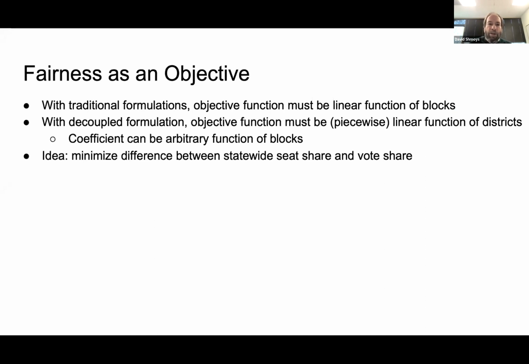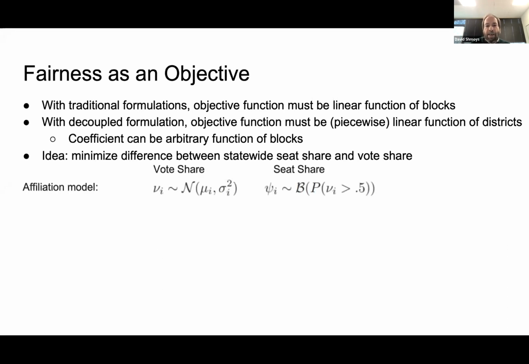With traditional formulations, which do it on the block by block assignment way, very much in the same spirit of the partitioning IP that I just used to build one node of that tree, the objective function has to end up being a linear function of blocks. Once I've done this decoupled formulation, the objective function now can be any piecewise linear function of the districts as they exist overall.